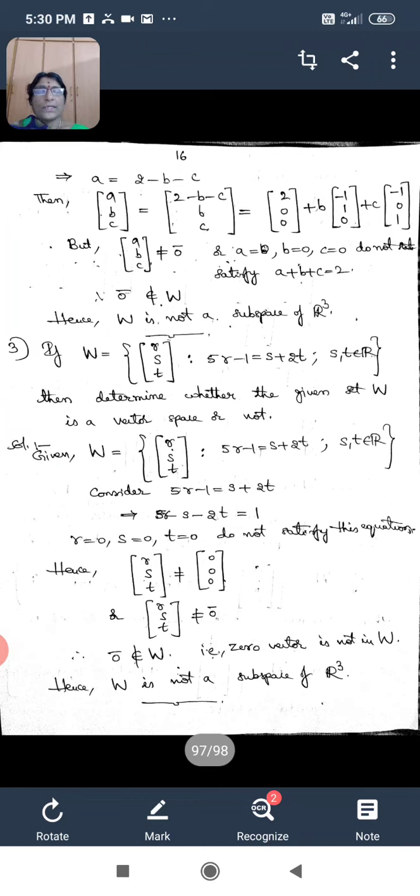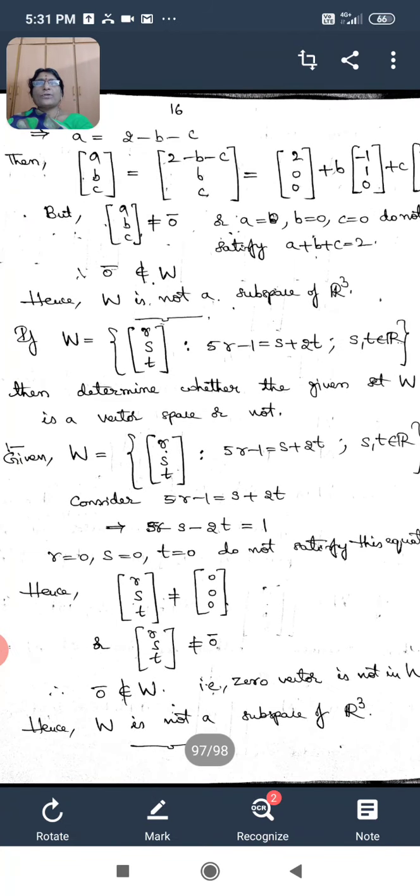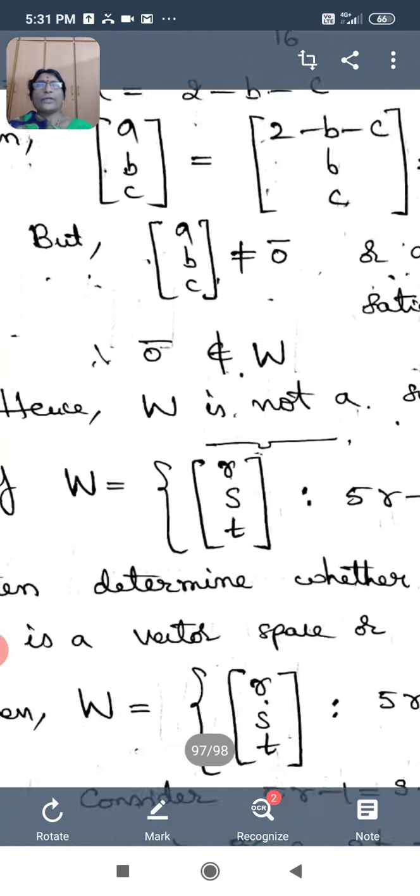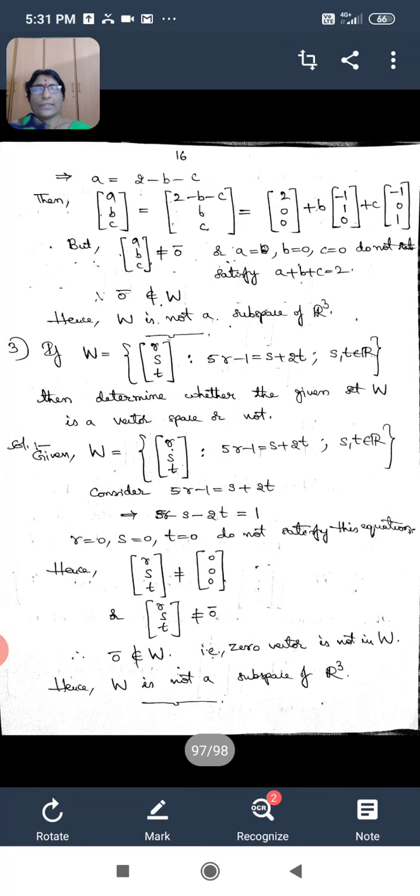So this is absurd. Therefore, R is equal to 0, S is equal to 0, T is equal to 0 is not possible. That means the column vector R, S, T can never be equal to the 3 by 1 zero vector, 0, 0, 0. That means R, S, T is not equal to the zero vector. Here also, as in the above problem, we can see that the zero vector is not an element of W.